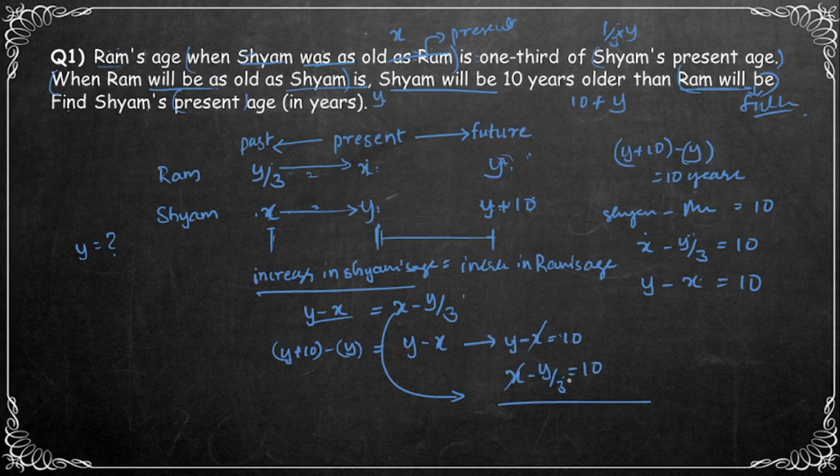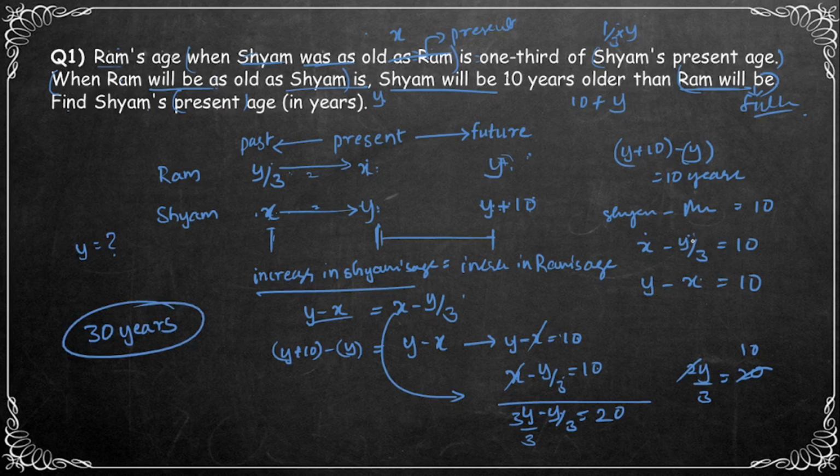y minus y by 3 is equal to 10 plus 10, which is 20. So in order to make the denominator the same, I will divide and multiply this with 3. So we have 3y minus y, which is 2y by 3, is equal to 20. 2 1s are 2, 2 10s are 20, y is equal to 30. So the answer is 30 years.